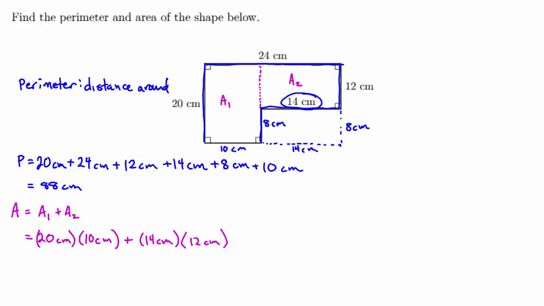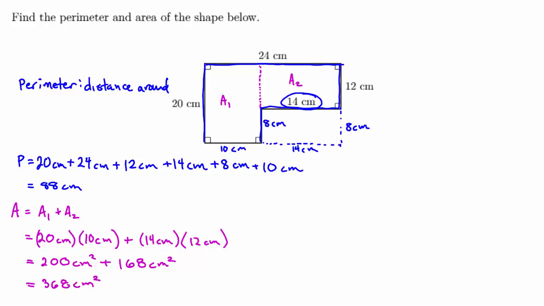Calculating those, taking 20 times 10, I'll get 200. So that first area is 200 square centimeters. And then I'm adding that second area and taking 14 times 12, I'll get 168. So I'm adding 168 square centimeters. When I combine those, 200 square centimeters plus 168 square centimeters gives me 368 square centimeters.